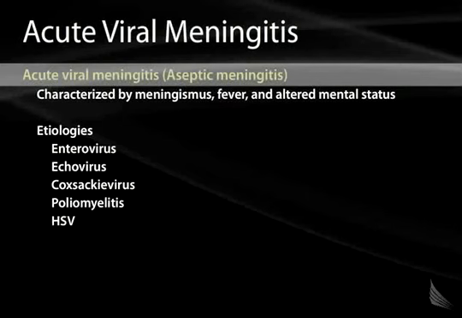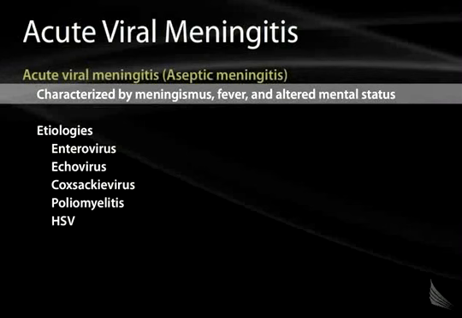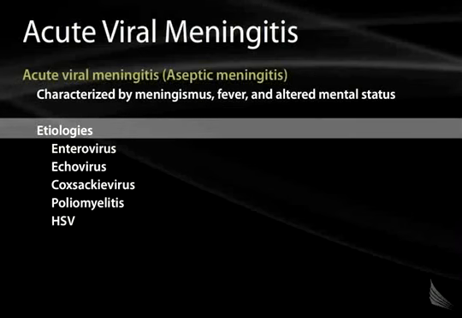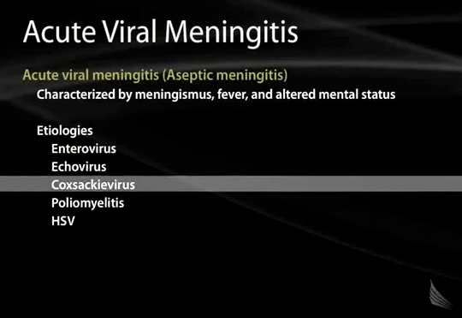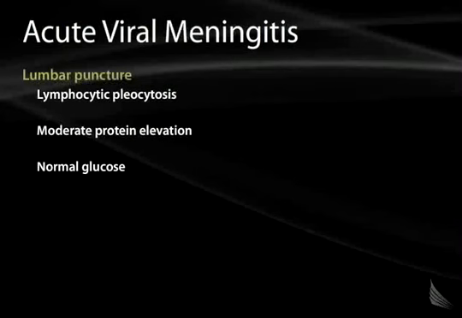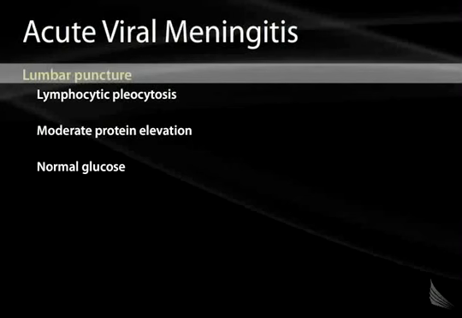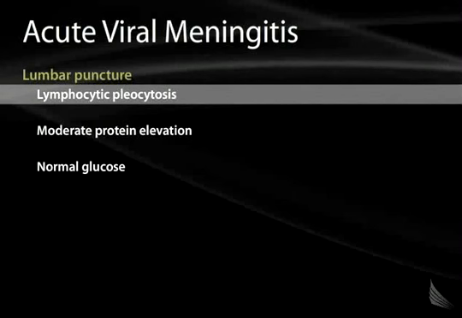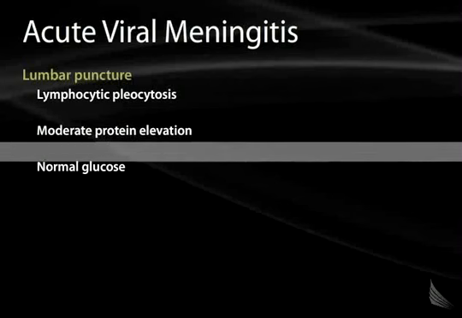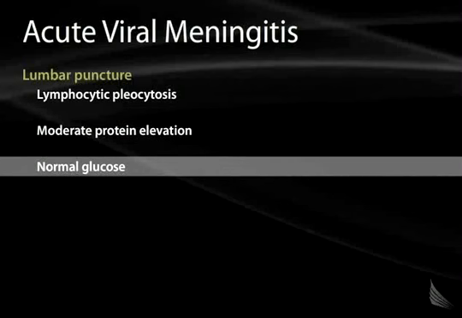Acute viral meningitis, or aseptic meningitis, is characterized by some meningismus, but usually fever and altered mental status, but very mild. The etiology for acute viral meningitis includes enterovirus, echovirus, Coxsackie virus, poliomyelitis, and HSV. Acute viral meningitis can be diagnosed again with lumbar puncture, where you will see lots of white cells, predominantly lymphocytes, rather than neutrophils, which are seen in bacterial meningitis. Moderate protein elevation, more importantly, normal glucose, which is different than bacterial meningitis, which will have a low glucose.